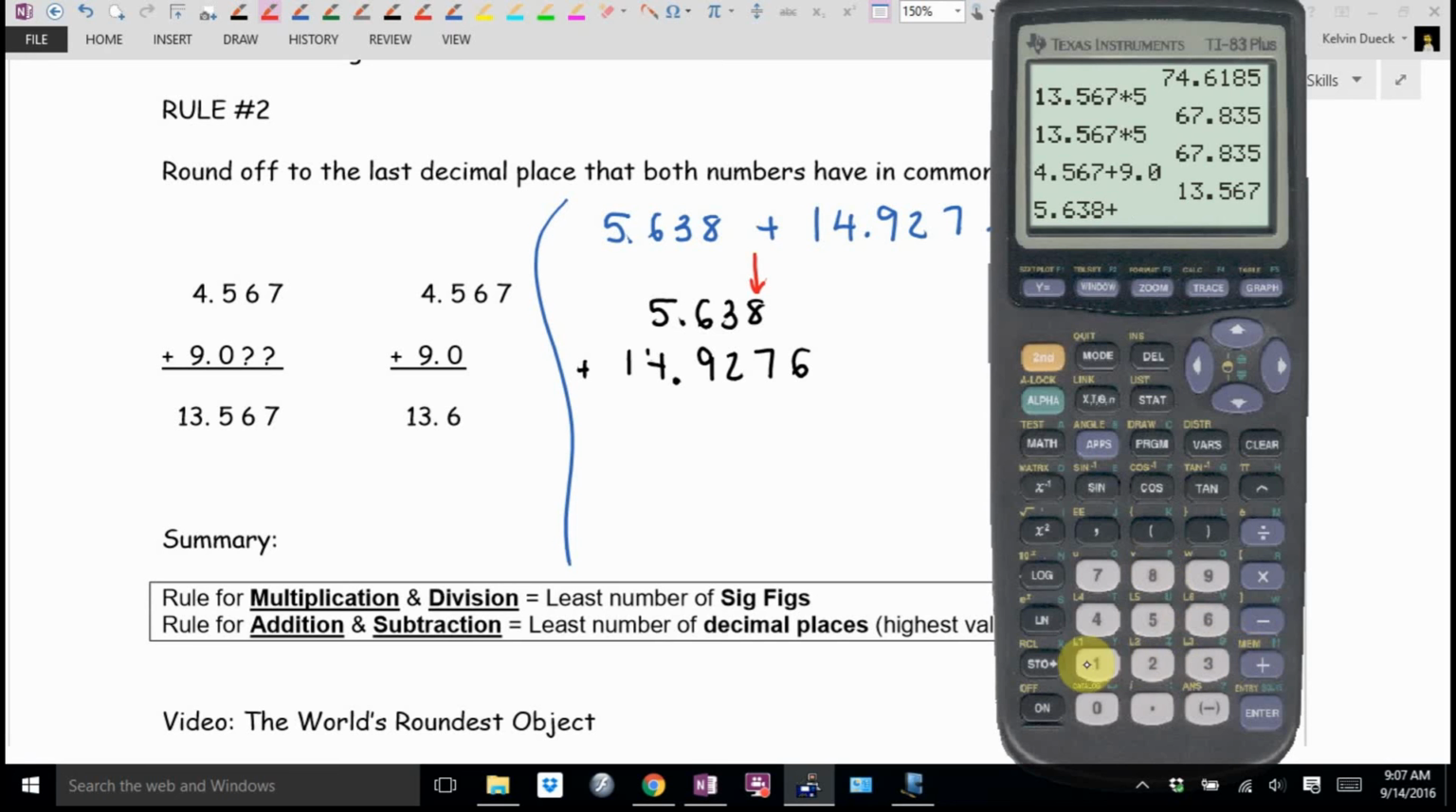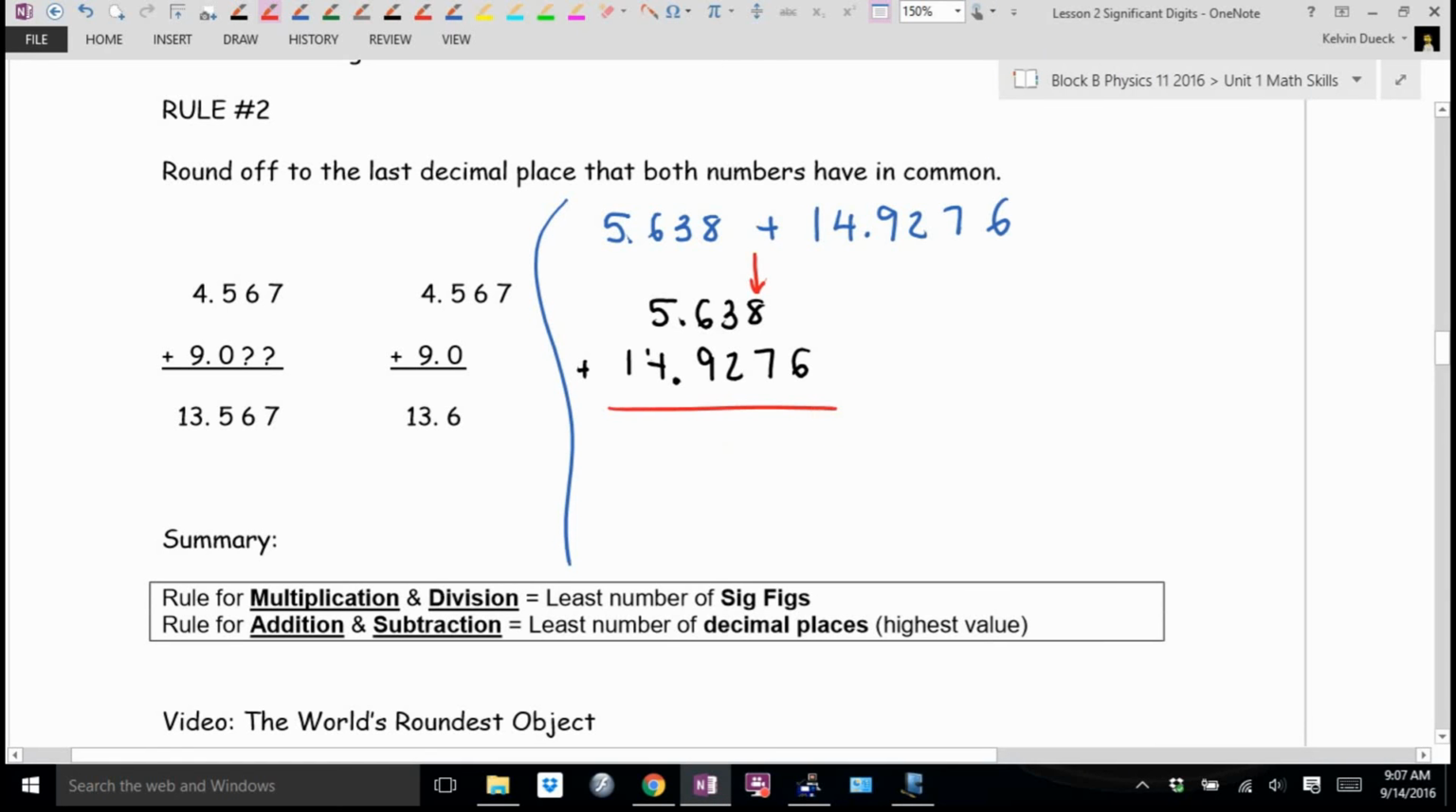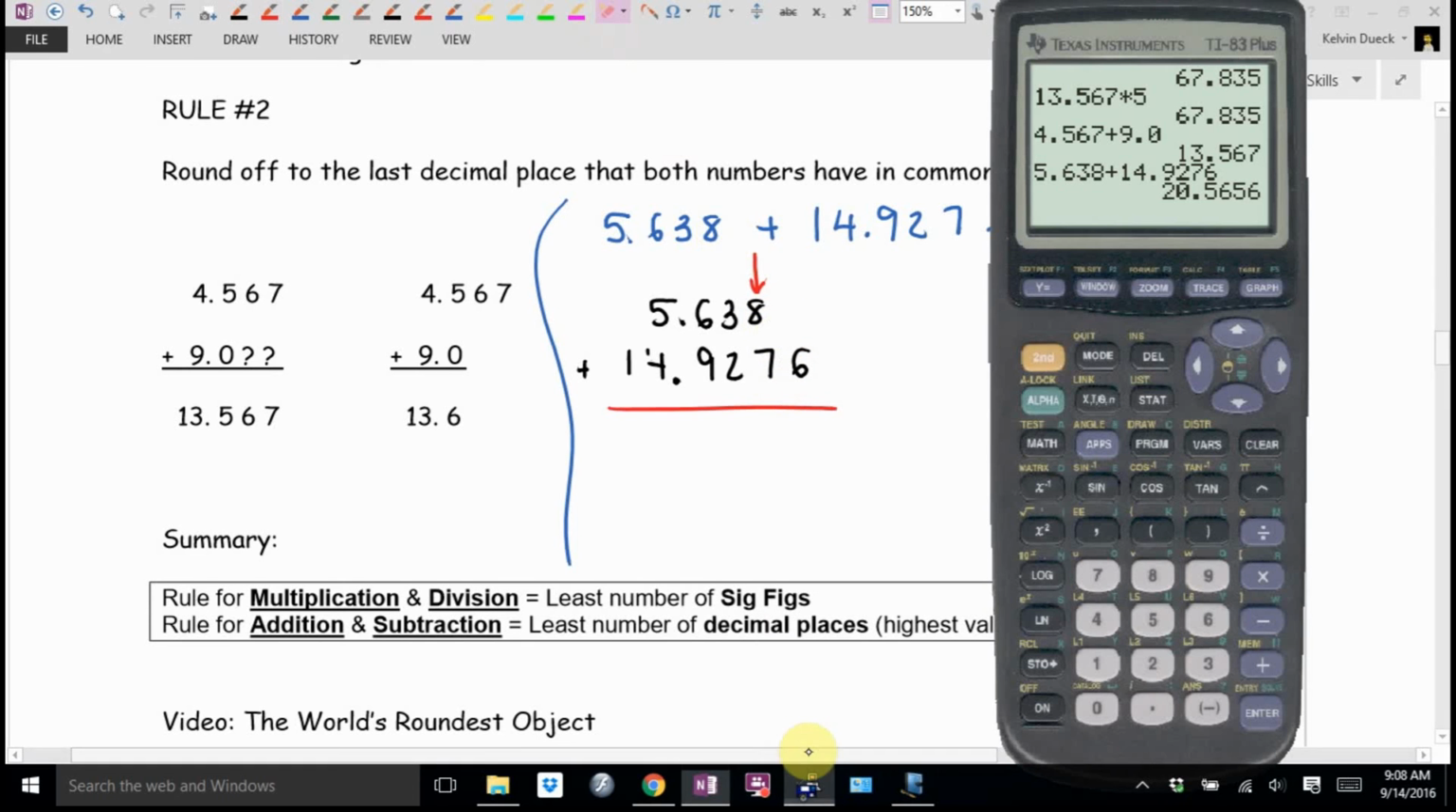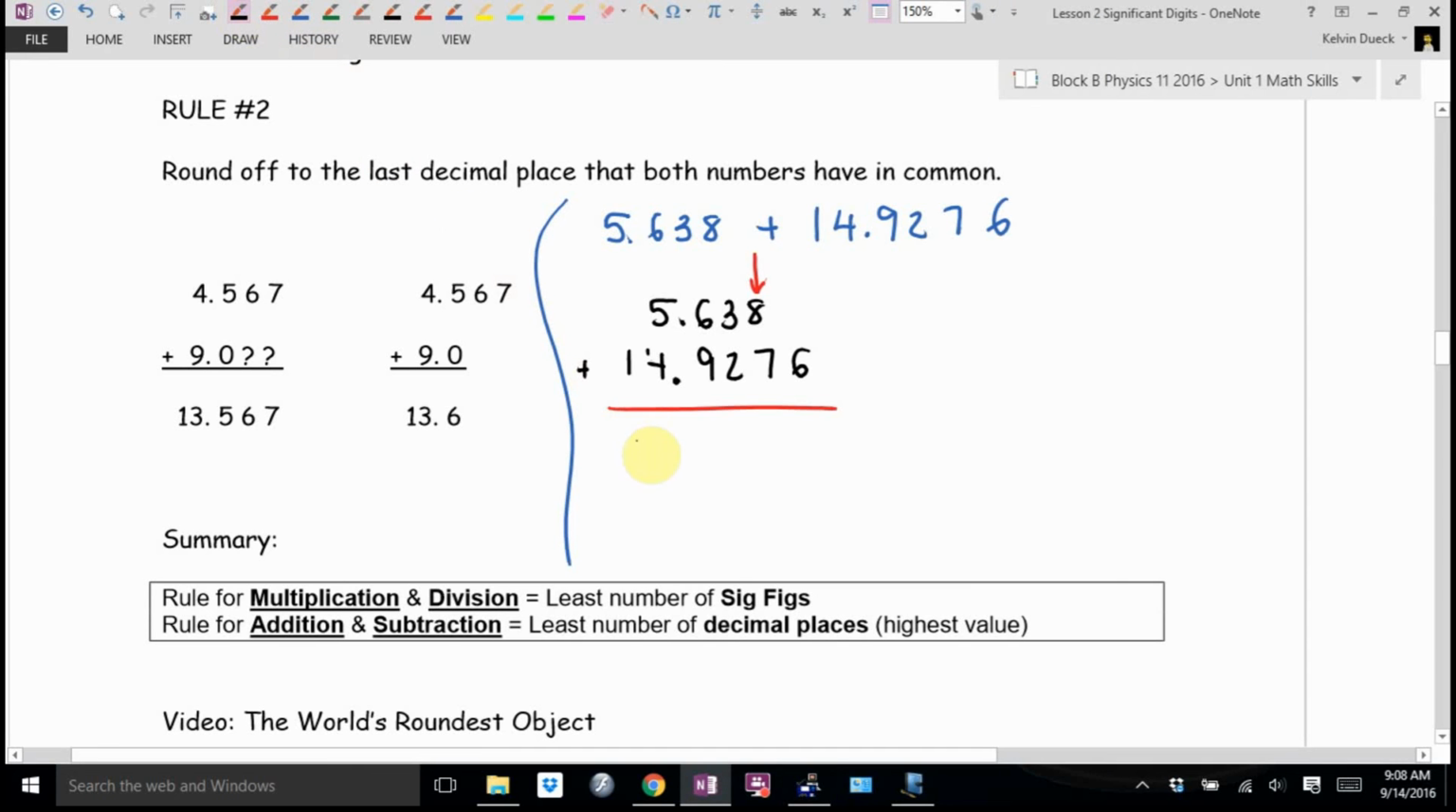5.638 plus 14.9276. There's the answer, but I'm going to round to the third decimal place. I'm going to look at that 5. Is that 5 going to stay a 5 or become a 6? It rounds up. So 20.566, which has 5 sig figs, which never appeared anywhere in the original question. But that's the adding, subtracting rule.